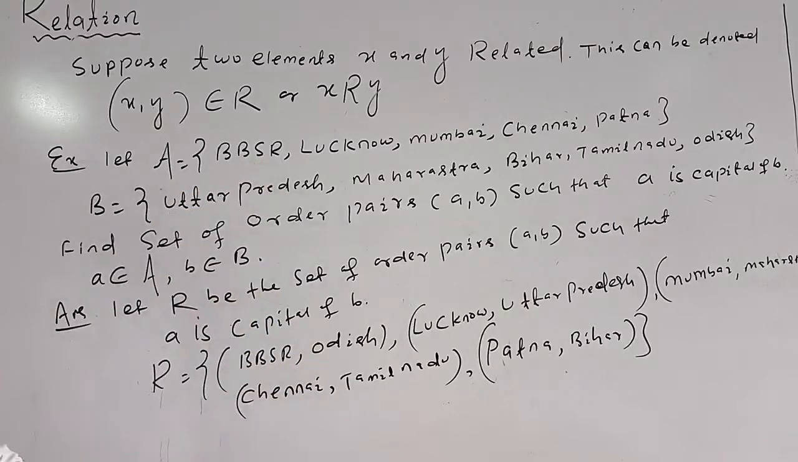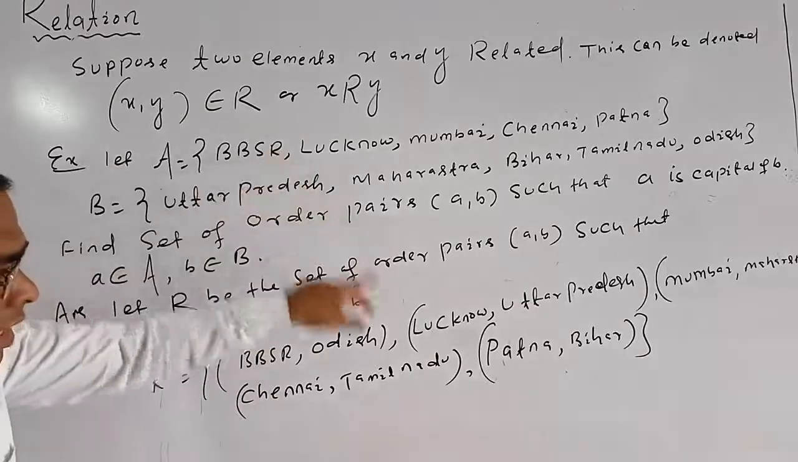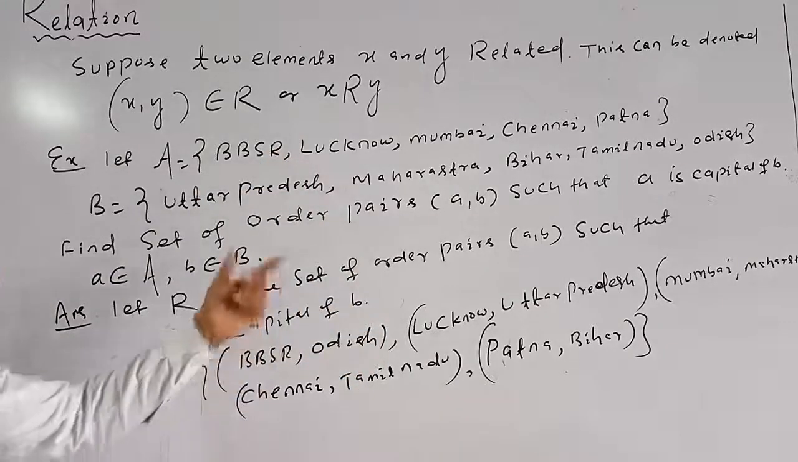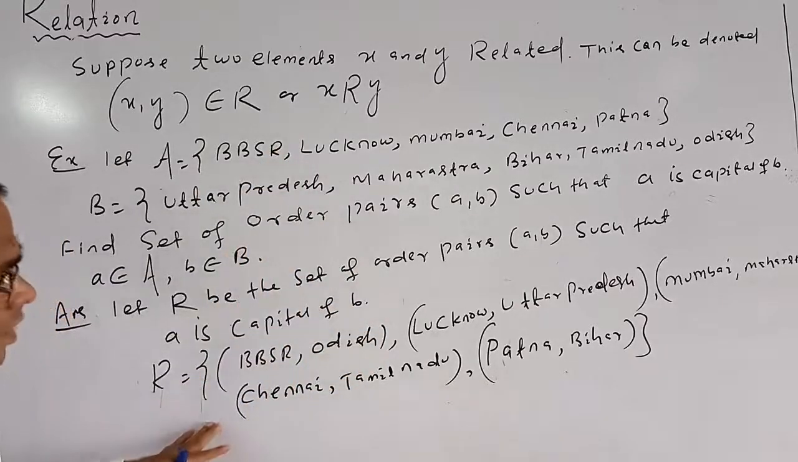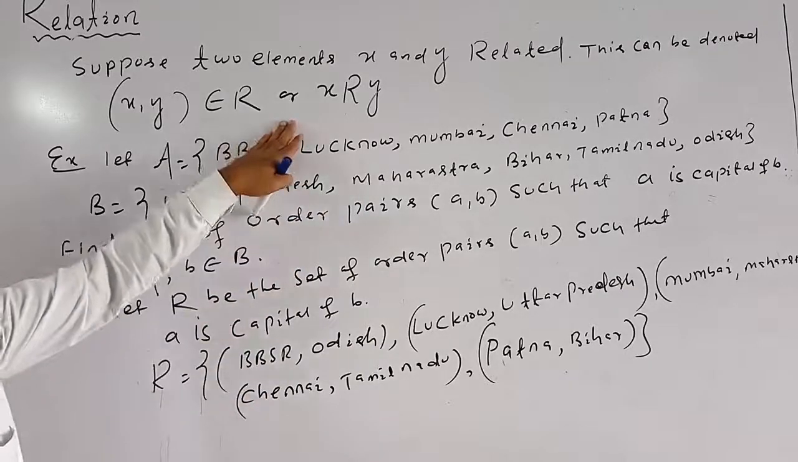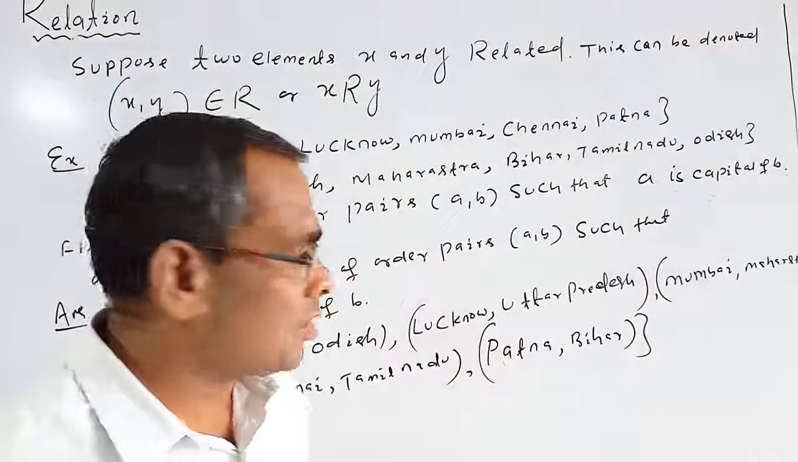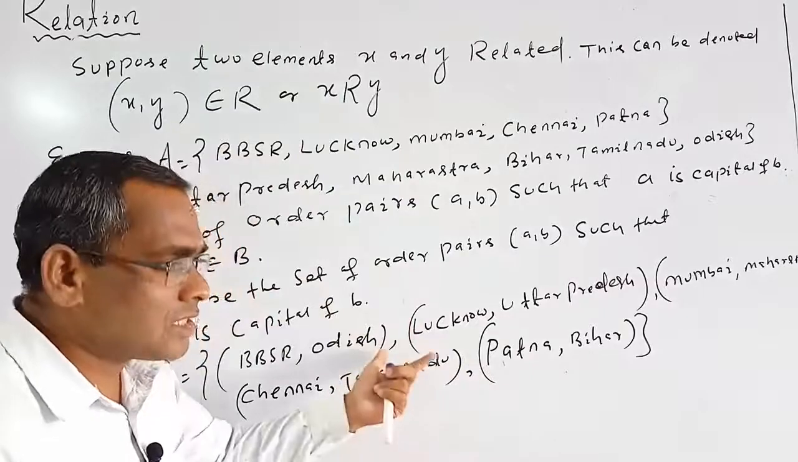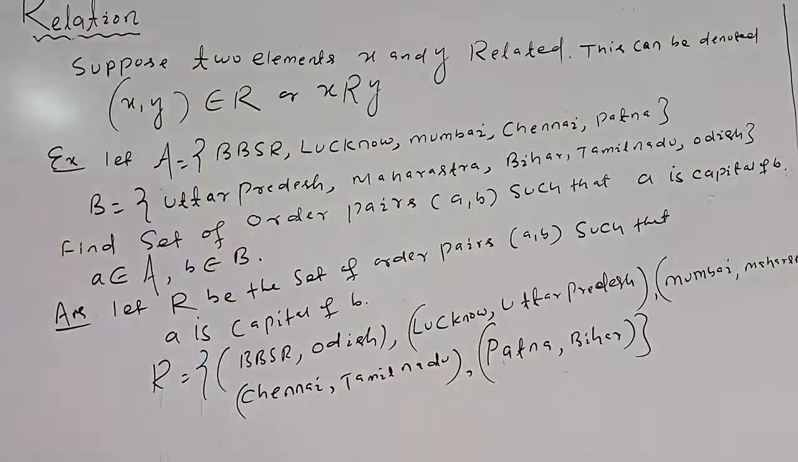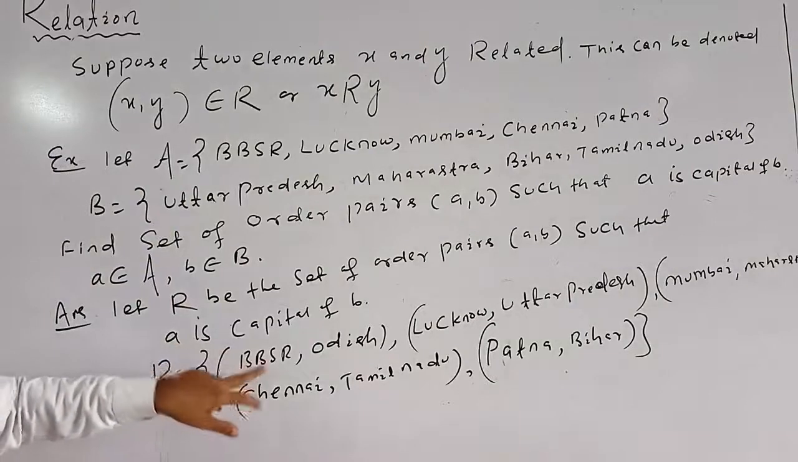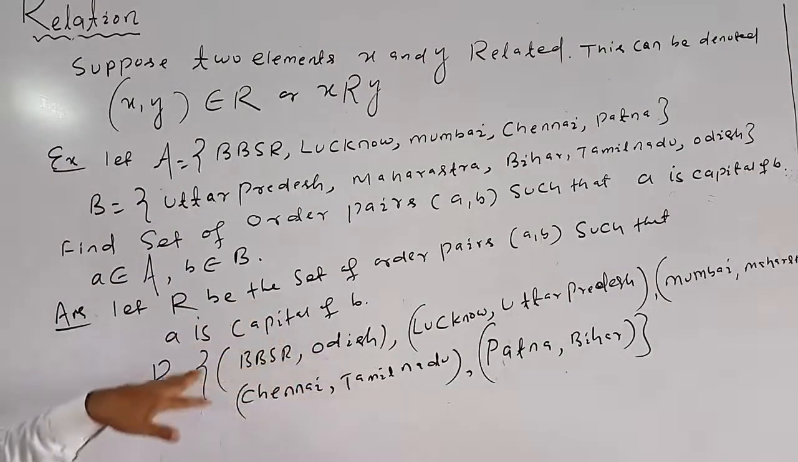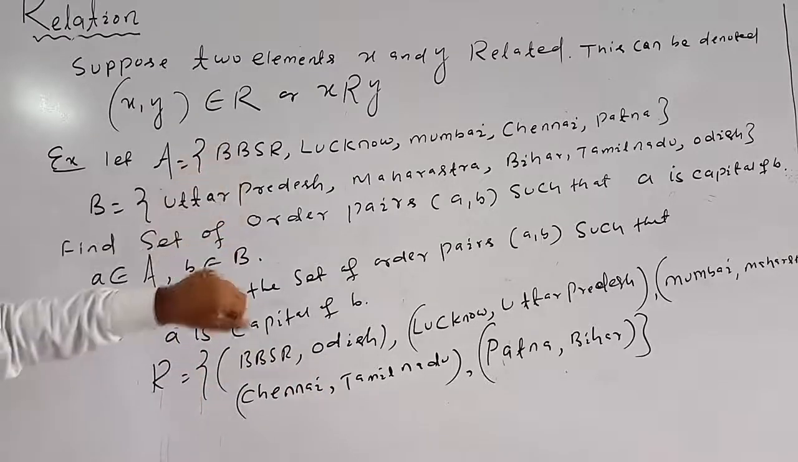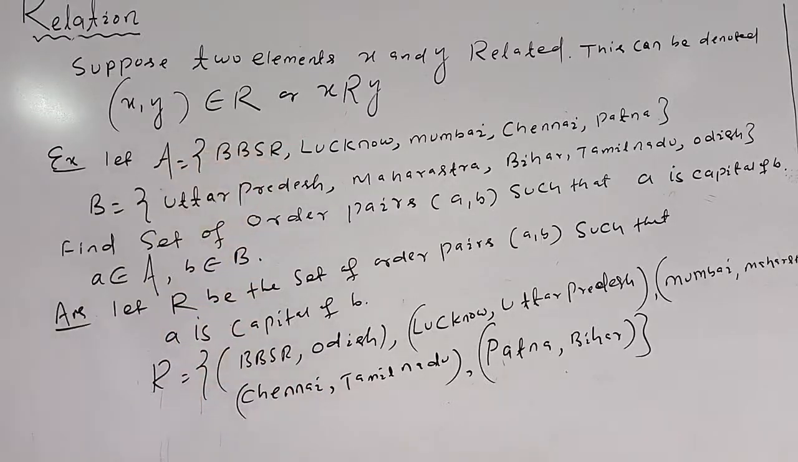each order pair the first component belongs to A set and the second component is present in B set. So clearly R is a subset of A cross B, because A cross B contains 25 order pairs. So this is one set and that set must be a subset of A cross B. Okay. So here Bhubaneswar is the capital of Odisha. That means here R is the capital relation.